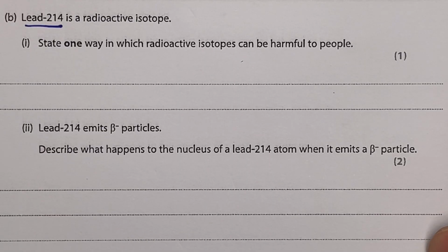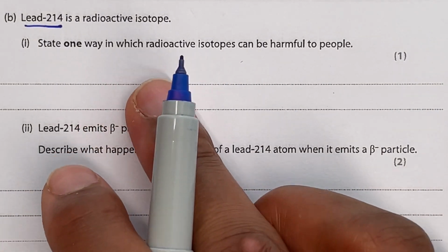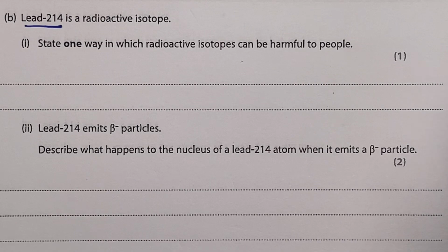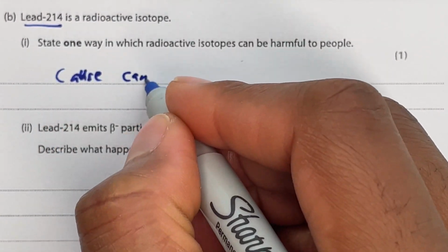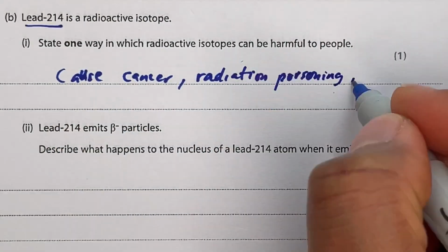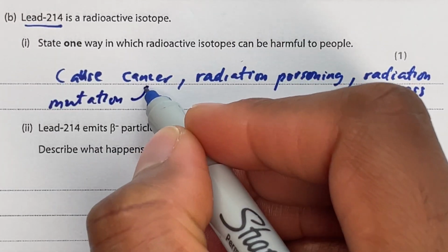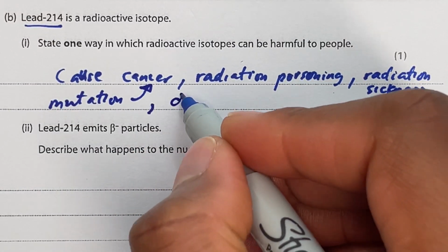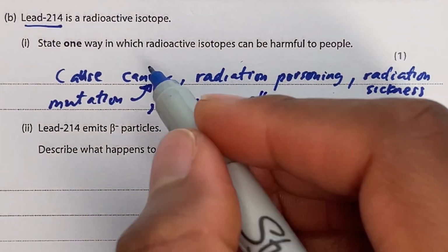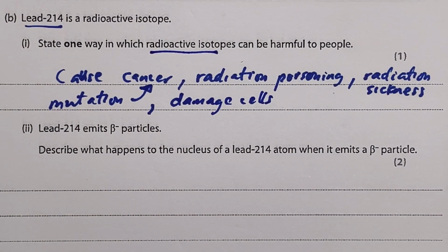Lead-214 is a radioactive isotope. State one way in which the radioactive isotope can be harmful to people. So this could cause cancer, or you can say radiation poisoning, radiation sickness, mutation, which is also referring to cancer, or damaged cells. So there's a lot of ways that radioactive isotopes can be harmful to people.